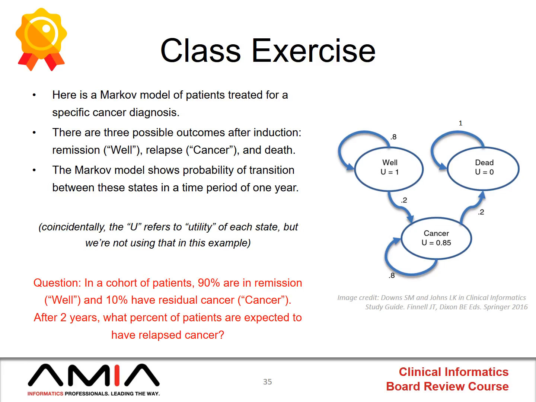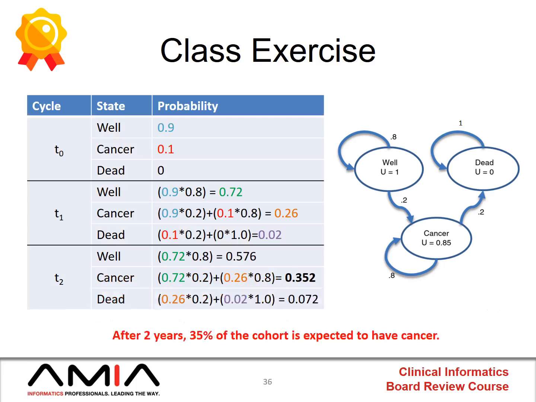Okay, and let's say that you were posed with the following question. In a cohort of patients, 90% of whom are in remission at the outset of the simulation, and 10% who have residual cancer or relapse. After 2 years, what percent of patients are expected to have relapse? So you're looking at a population where 90% are already in the well state, 10% are in that second state of relapse. And the question is, how many will be in that second state after 2 years? Okay.